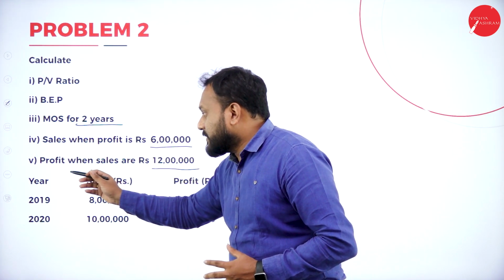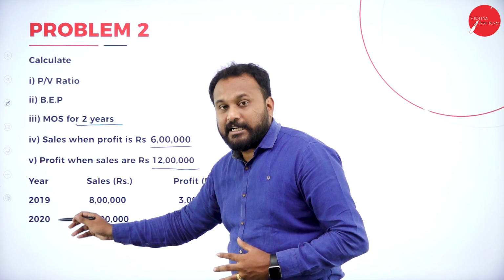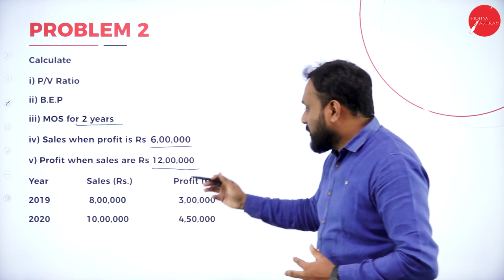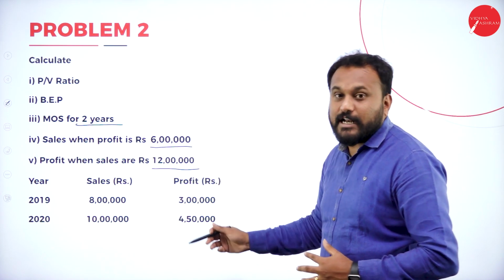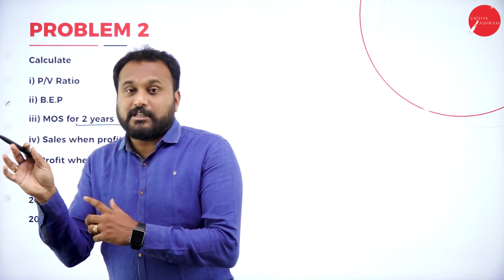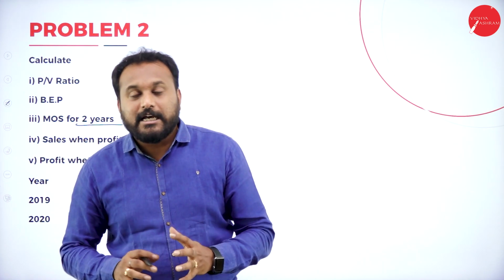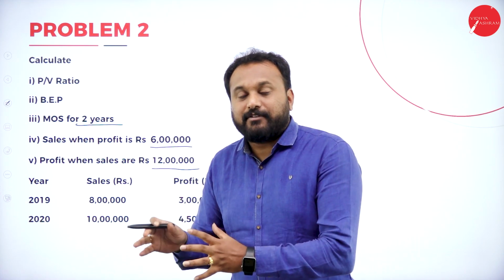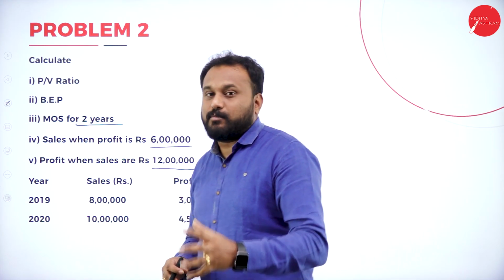Now what they have given is the years 2019 and 2020. Sales they have given 8 lakh and 10 lakh. Profit they have given 3 lakh and 4 lakh 50,000. So this is not the way it was before in problem 1. Now I'll be teaching you one more formula. This is the ultimate formula. You need to understand this formula.